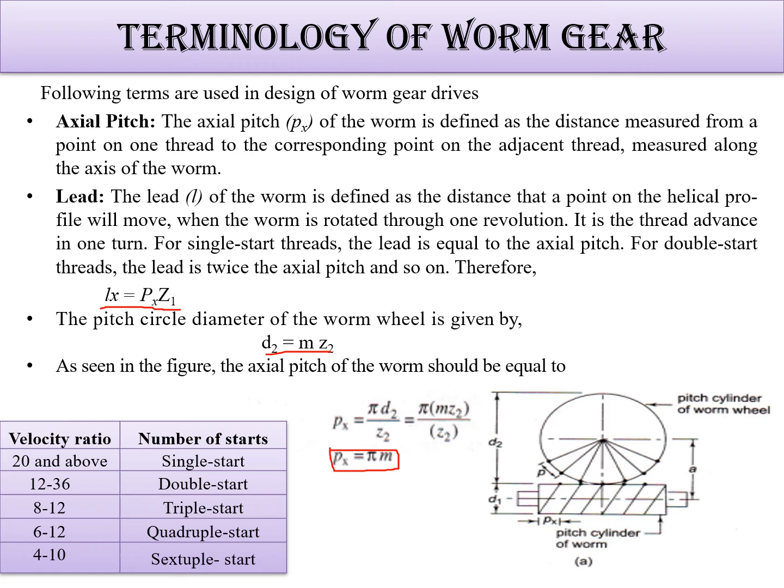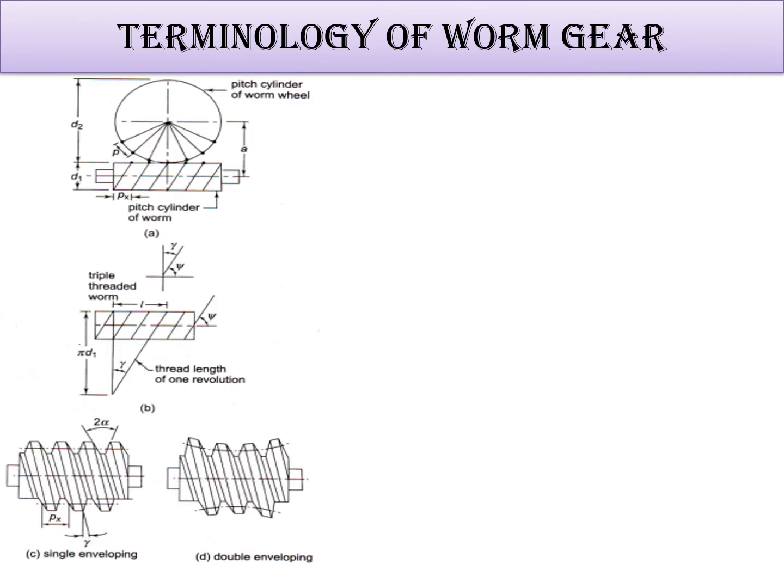Now this is the velocity ratio for the number of starts. If the ratio is 20 and above, single start is used. For 12 to 36, double start is used. This is how it is done. A start means that in one revolution it will complete one thread. If two threads are covered, it is a double start, then triple start, and so on. Now this is the diagram.